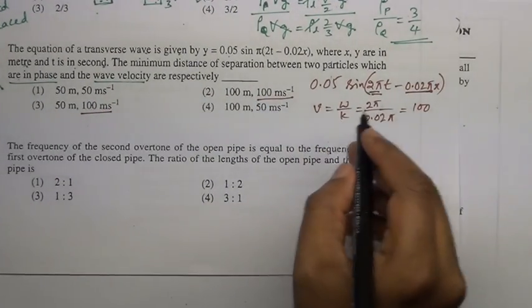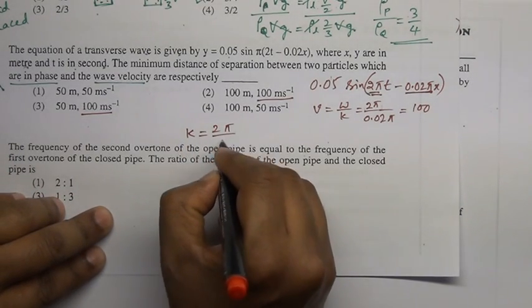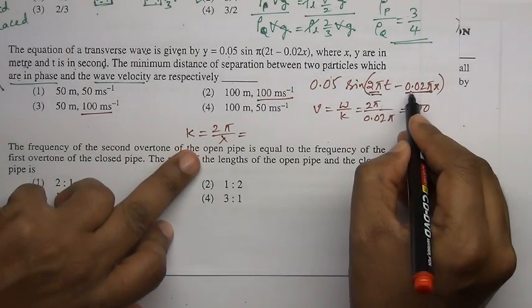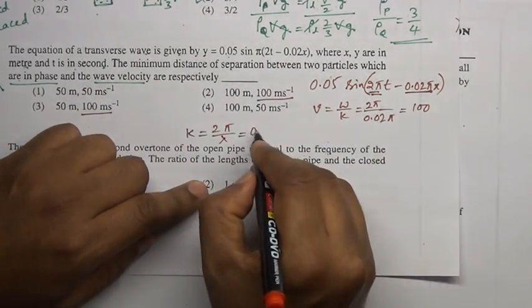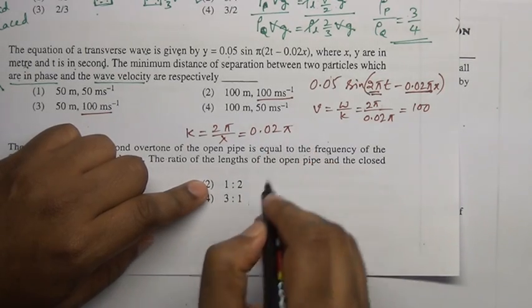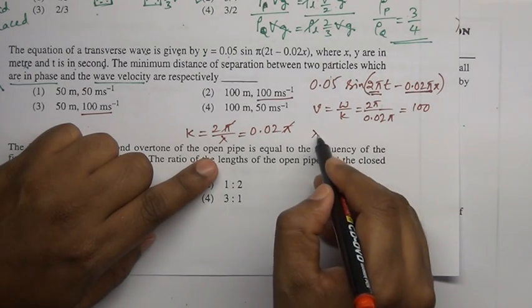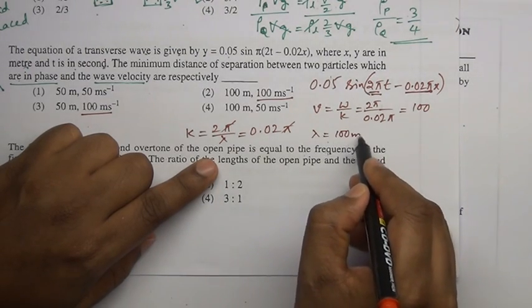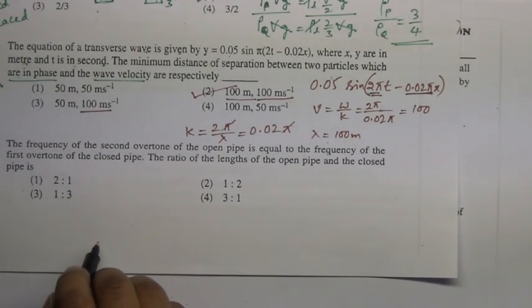And lambda is with k. k equals 2 pi by lambda, whereas in the given problem k is 0.02 pi. Pi cancels. Lambda equals again 100 meter. So 100 meter, second option.